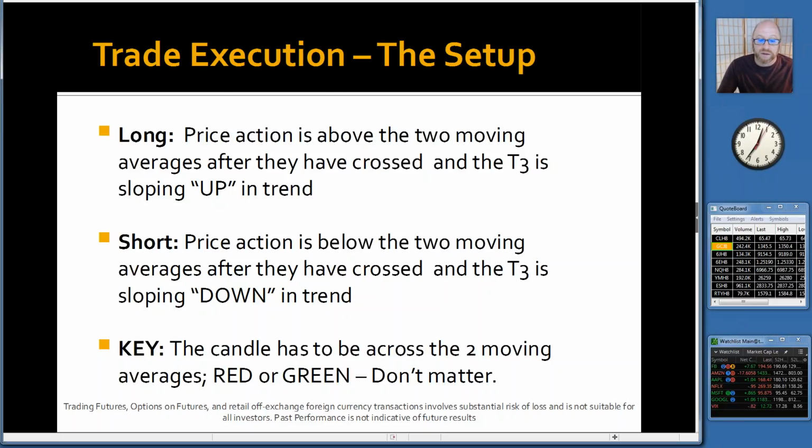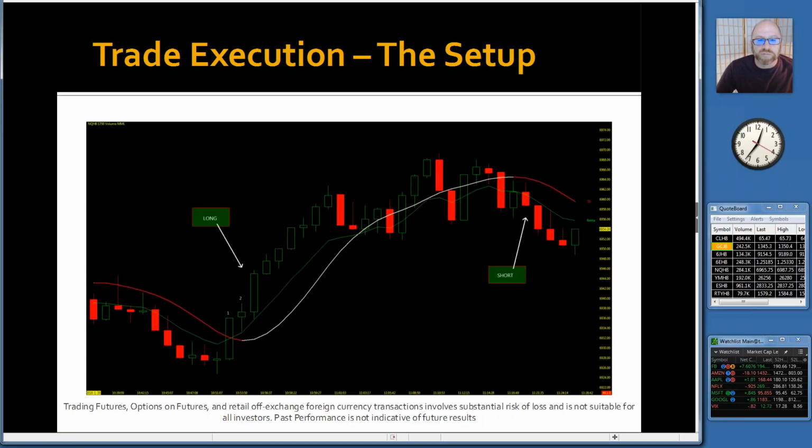The key here is that the candle has to be across the 2 moving averages. It can't just be above the 8 exponential, but it hasn't crossed the T3. It has to be above both. Whether the candle is red or green, it doesn't matter. It's just a matter that it crossed above the 2 moving averages. So whether your candles are filled in or whether they're not, it doesn't matter. What matters here is that price crossed over the moving averages. And so now we have a long trend or a long setup over here.